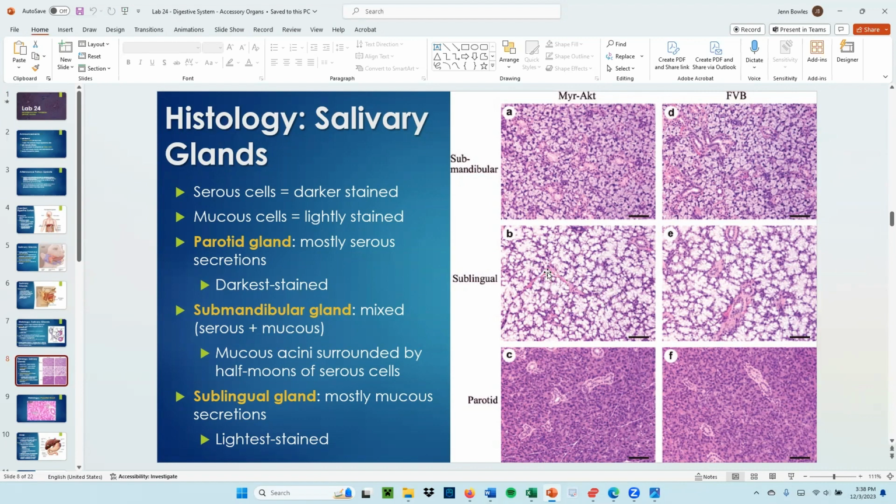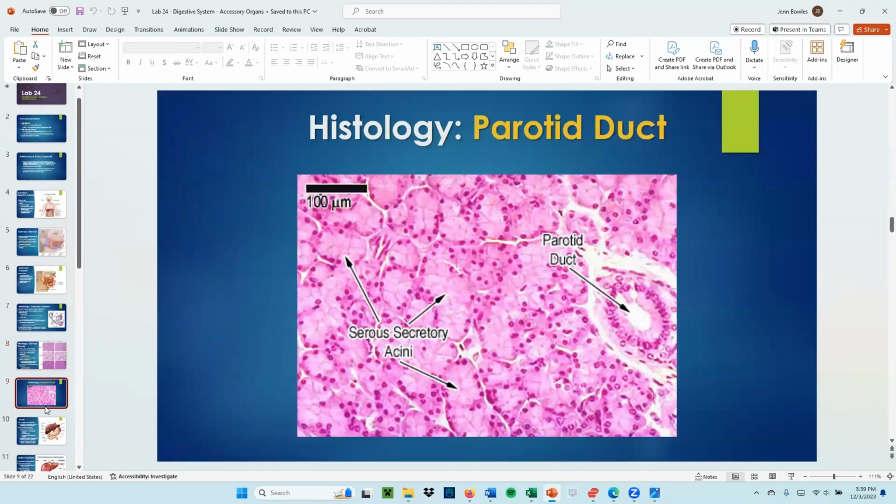Sublingual is, oh, I mixed them up. Sorry, I meant to say sublingual. I think I said submandibular. Yeah, sublingual is the lightest one because it has most of those mucus secretions. I was referring to submandibular, so that was my bad. So submandibular is going to be the mixed one, which if we look a little closer.